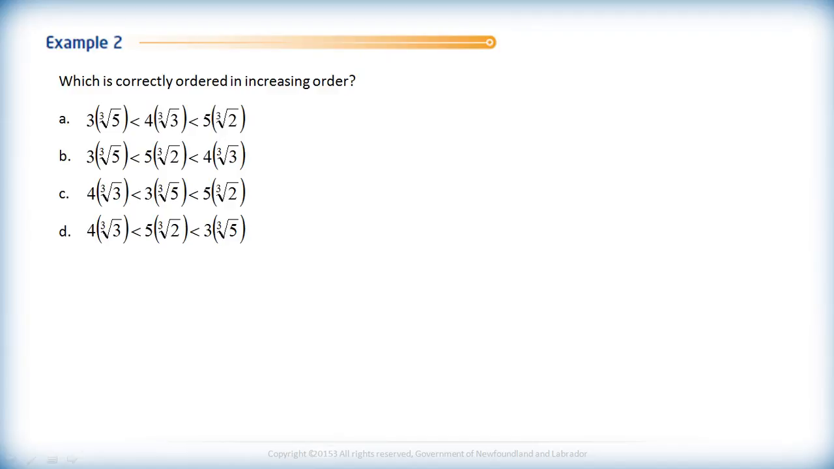All right, so the next question is a multiple choice. It says, which is correctly ordered in increasing order? So it looks like there's 3 different radicals in any one of these examples. They've all got the same 3 radicals. They're just scrambled up in a bunch of different ways. So what we have to do is decide what's the correct way to order those. So let's look at the 3 that we have.